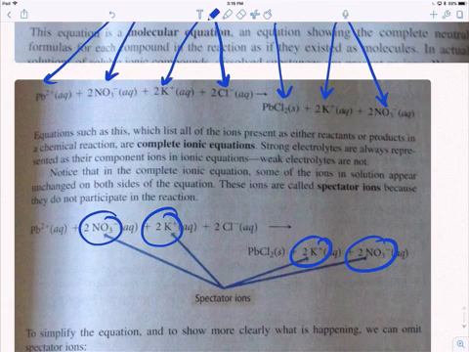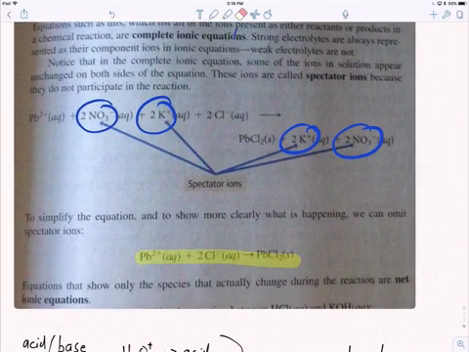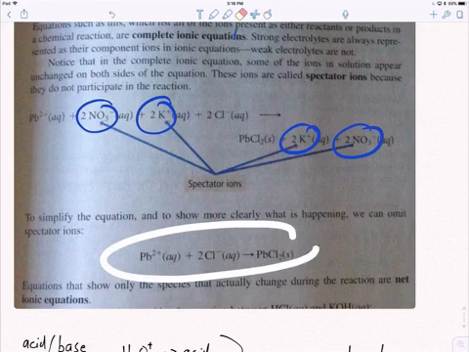So what you can do is get rid of the spectator ions and then have what's called the net ionic equation. So this right here is the net ionic equation.